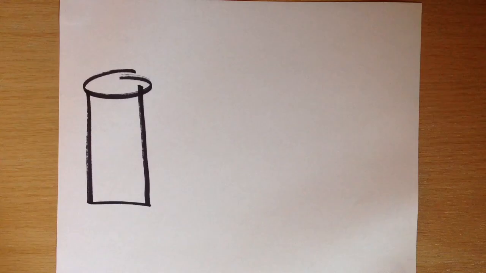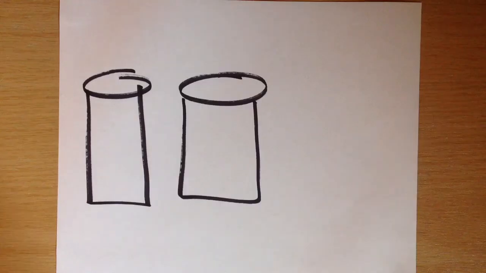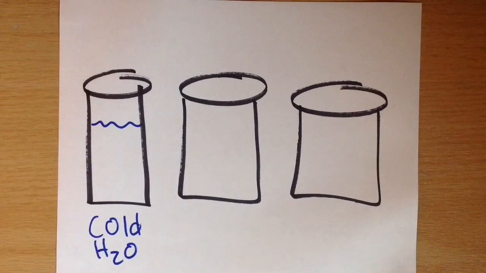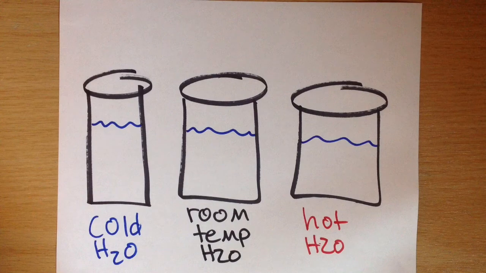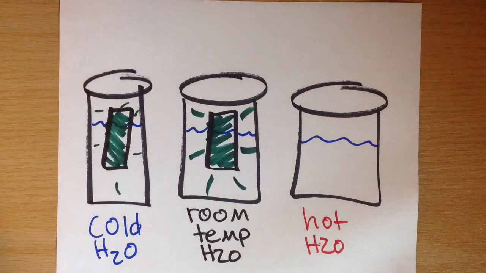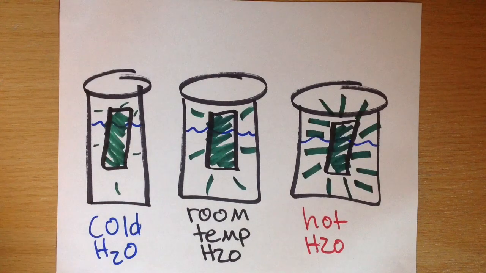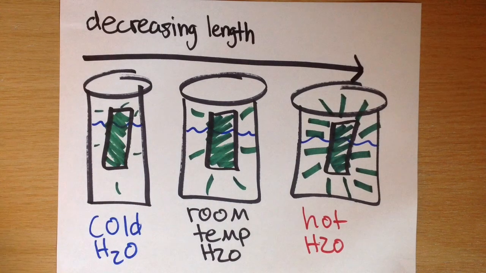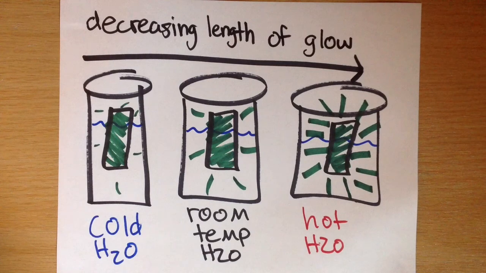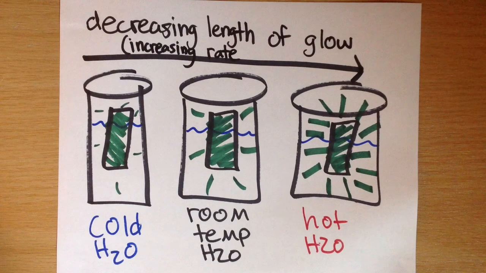This demonstration does not only tell us about the varying glows between different temperatures. Because the glowstick in the hottest water had the brightest glow and therefore the highest rate of reaction, its glow will last the shortest because the reaction will be complete sooner than that of the glowstick in the cold water. I can therefore order the glowsticks in terms of decreasing length of glow, which is also the order of increasing reaction rate.